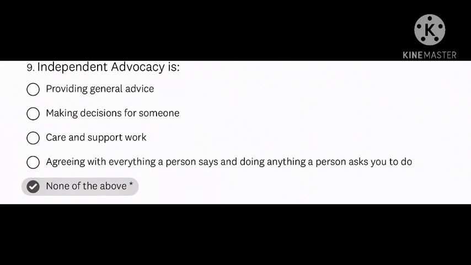Independent advocacy is 1. Providing general advice. 2. Making decisions for someone. 3. Care and support work. 4. Agreeing with everything a person says and doing anything a person asks you to do. 5. None of the above. The answer is none of the above.